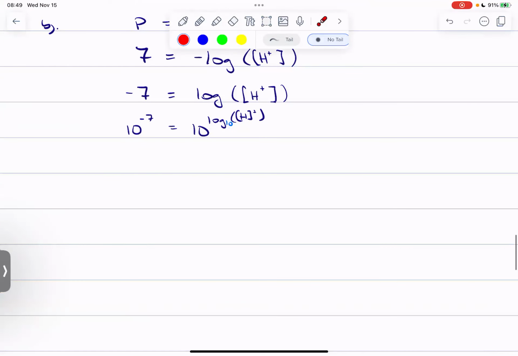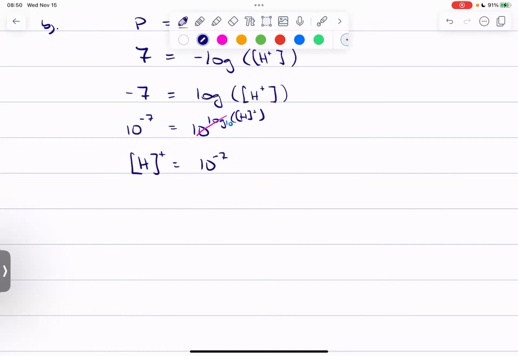So now 10 to the negative 7 is going to stay, but now I have 10 to the log base 10, which is going to cancel, and I'm left with the H plus. So H plus is 10 to the negative 7. And I would just leave it at that.